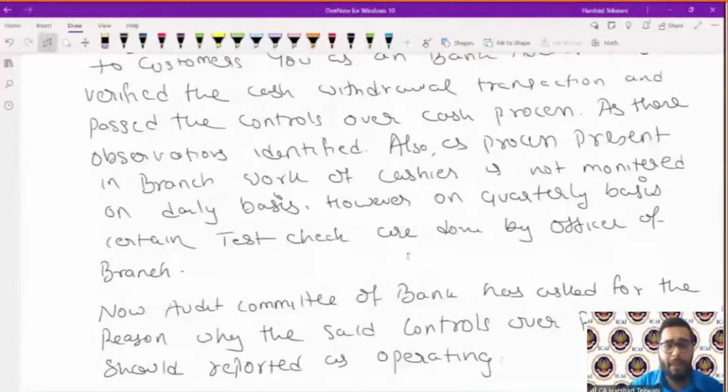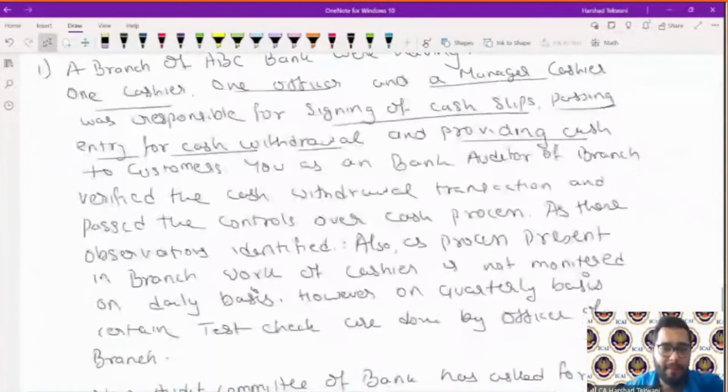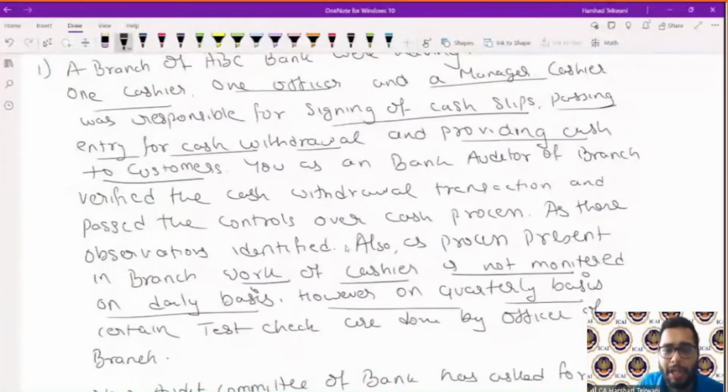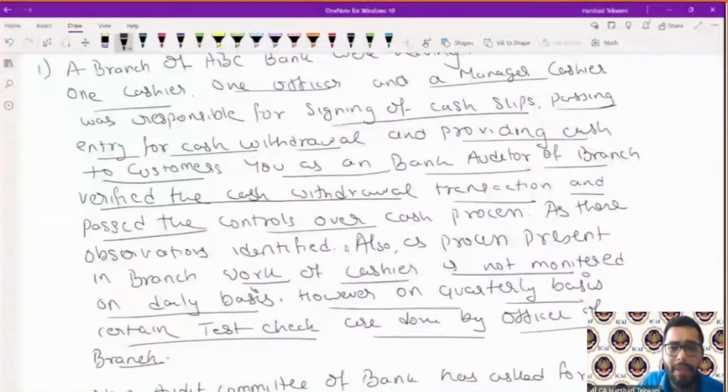Okay. Now, the question over here is: a branch of ABC Bank has 3 staff, 1 cashier, 1 officer, 1 manager. The cashier was responsible for signing cash slips, passing entry for cash withdrawal and providing cash to the customers. As a process present in the branch, the work of the cashier is not monitored on a daily basis. However, on a quarterly basis, certain test checks are done by the officer of the branch. You, as the bank auditor of the branch, verified the cash withdrawal transactions and passed the control over the cash process.